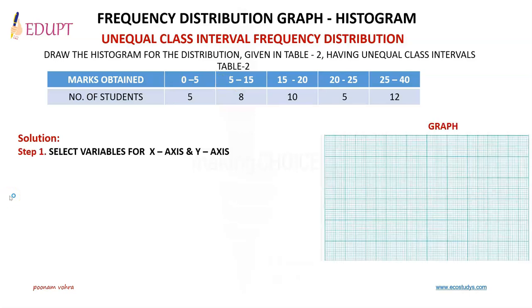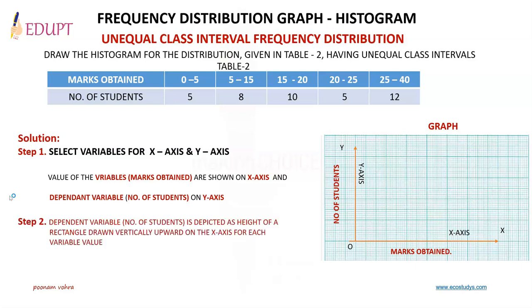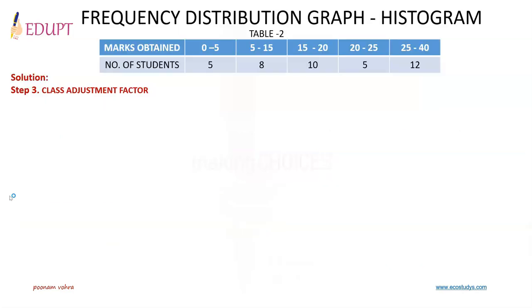Step 1 is you need to select variables for the x and y axis. The value of the variable, that is marks obtained, will be on the x axis. The dependent variable, that is number of students, is on the y axis, depicted as the height of the rectangle drawn vertically upwards on the x axis for each variable value. Then you need to have an adjustment for the class intervals.